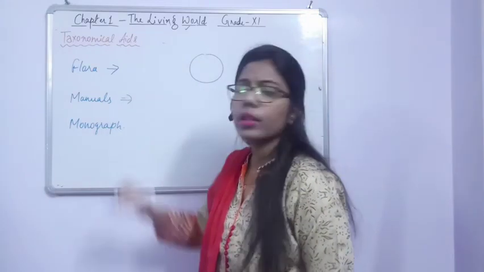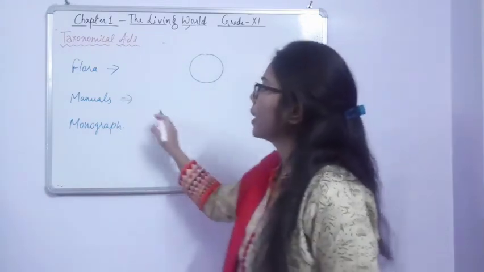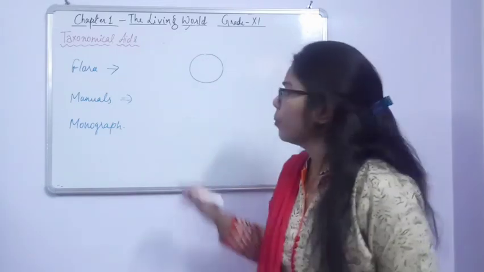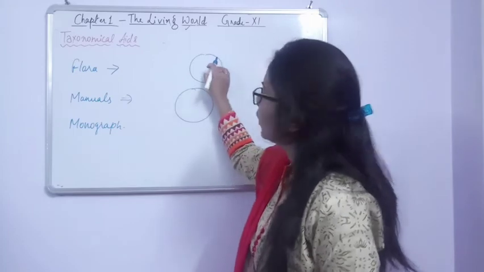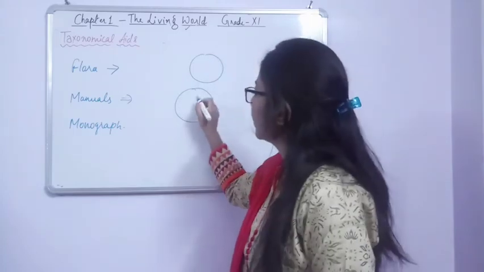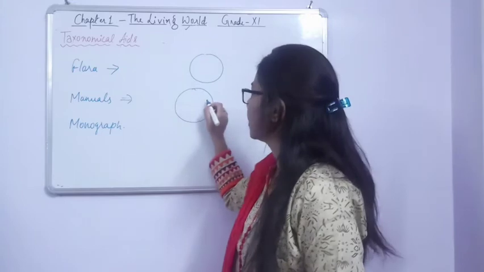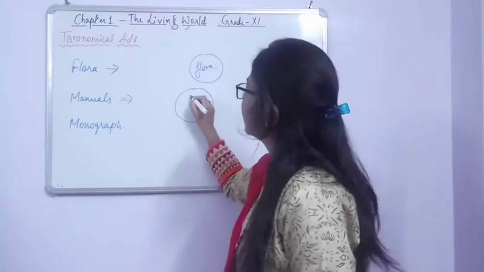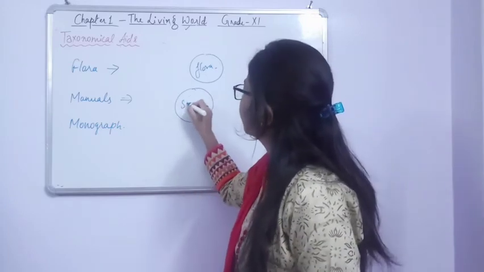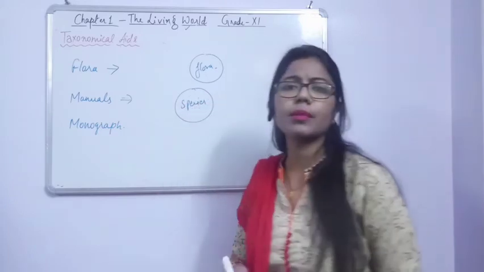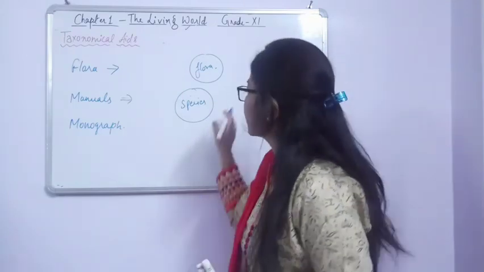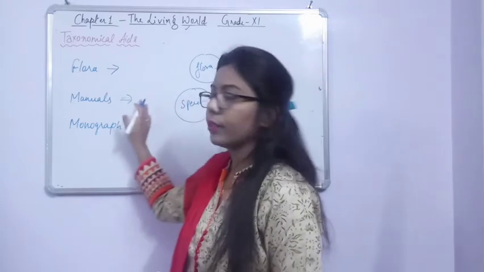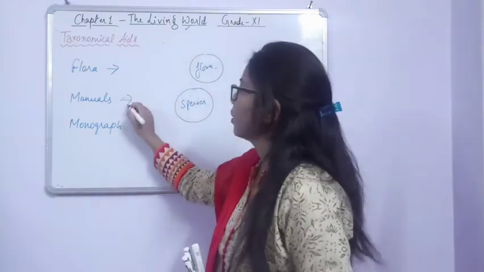Now, what is a manual? A manual is one of the taxonomical aids. For example, in a flora we study only the plants, but here we study all the species in a particular area. The species can be plant species, animal species or microorganisms. So we study all the species in that particular area and present them in book form, and this is known as a manual.